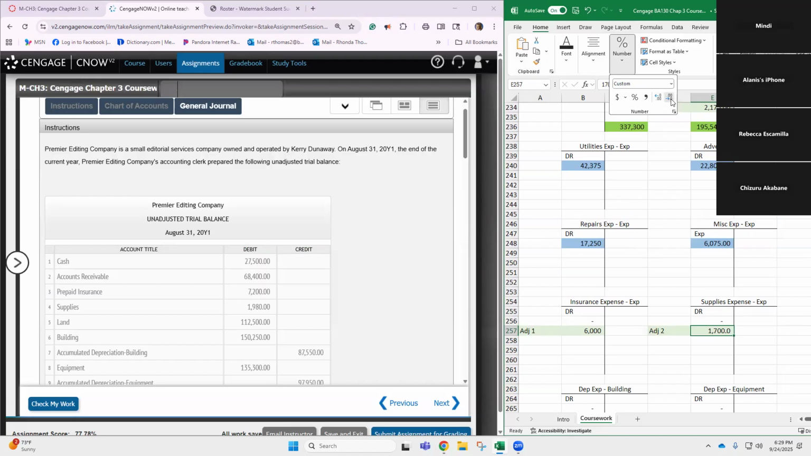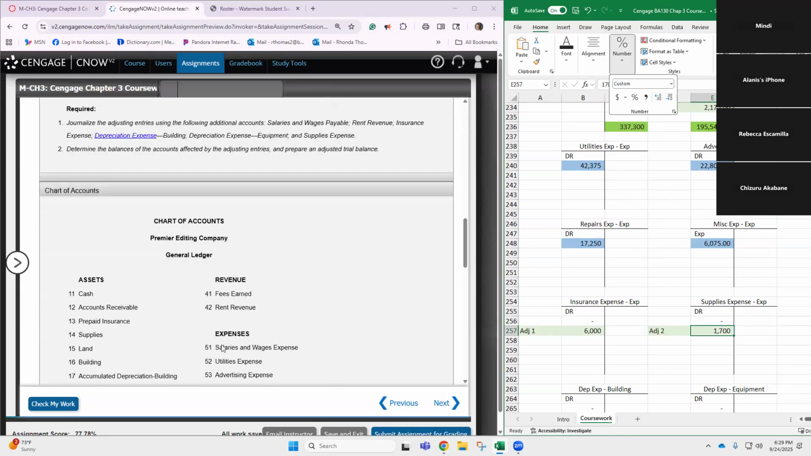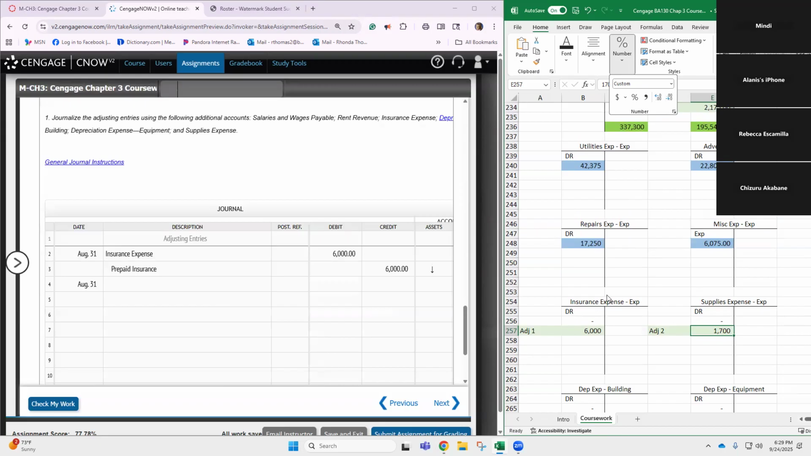Now let's do our journal entry. Okay, let's do our journal entry. We already put the date in. So we're debiting supplies expense.